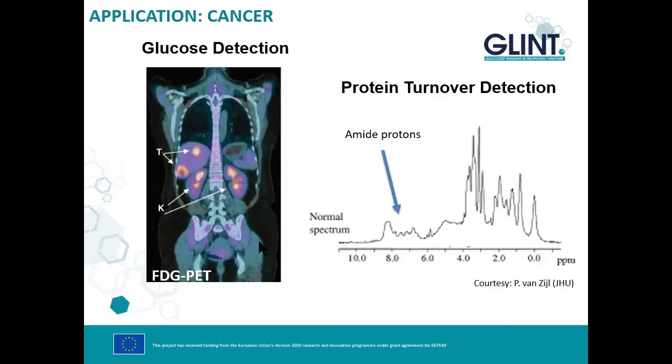So glucose detection has been going on for a long time, and this is an FDG PET image showing tumors in the liver. On the other side, because the metabolism has been changed so much, there is a large amount of amide protons that could potentially be detected, and that's the endogenous method that was referred to already in the plenary lecture and Lauterbur lecture by Professor Van Zijl.